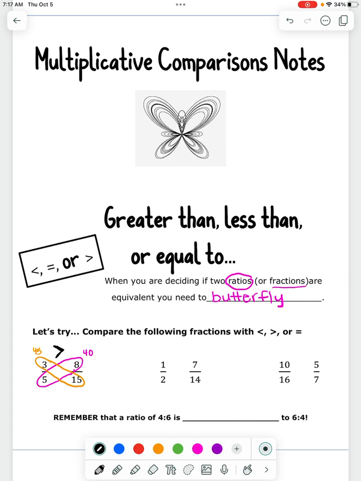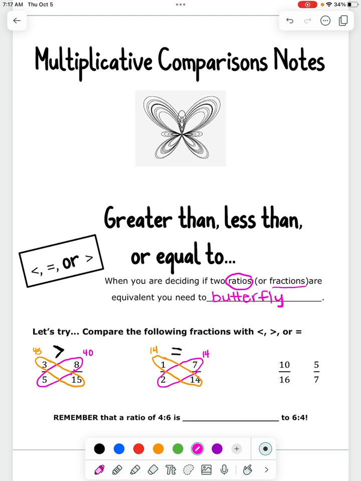Now I can go to my next set of fractions, 1/2 and 7/14. If you don't automatically see the relationship there, we can butterfly. So 7 times 2 is 14. And then 1 times 14 is 14. Since we have the same answer, 14 and 14, these two are equivalent. We also could tell that because 7 is half of 14, so those are equivalent fractions.